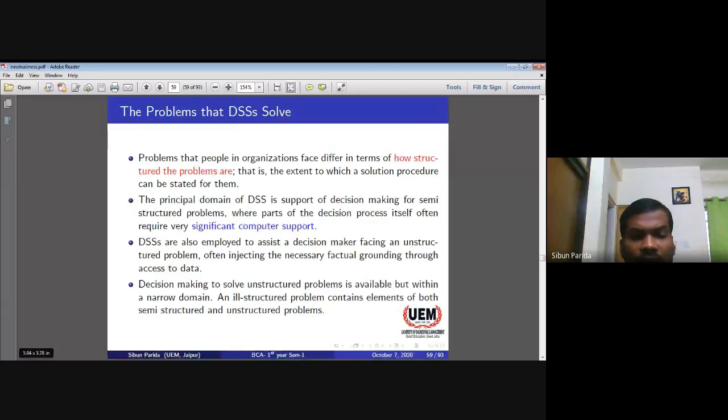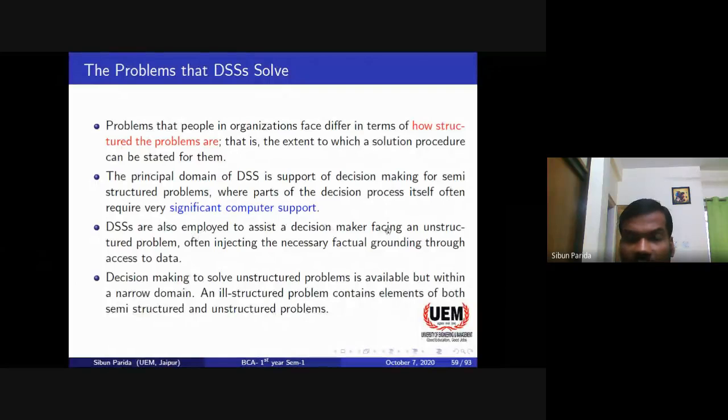So these decision support systems assist a decision maker. A decision maker should be there to address this unstructured data so that it can be easy to use. For example, image information you cannot store in an Excel file. Voice data, can you store that in an Excel file? That needs a different database. So that is unstructured data, and to understand it you need to take some decision upon it. Decision making to solve unstructured problems is available, but within a narrow domain.